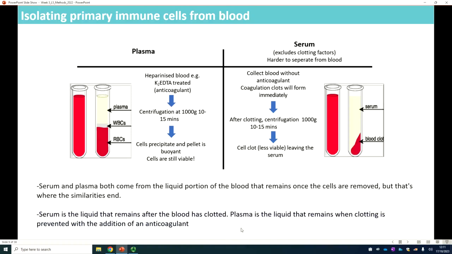So serum is the liquid that remains after the blood has clotted. So if we don't add any anticoagulant and we spin it down, the blood will clot, whereas plasma is a liquid that remains once clotting has been prevented by adding an anticoagulant, and then we've separated it out. So there's a difference there.